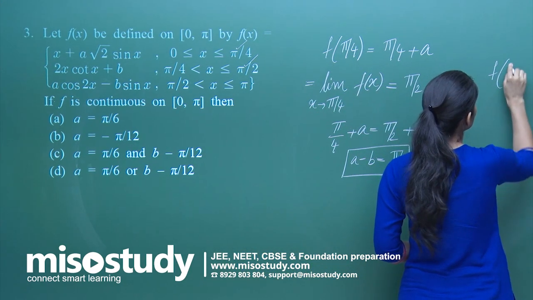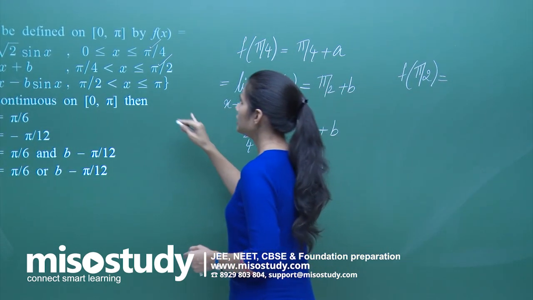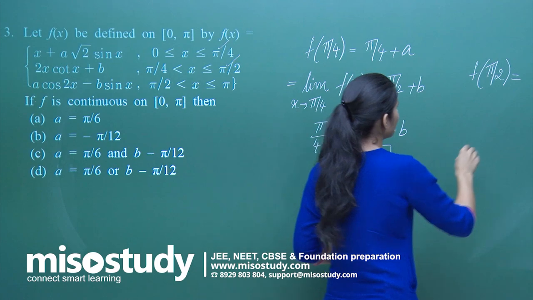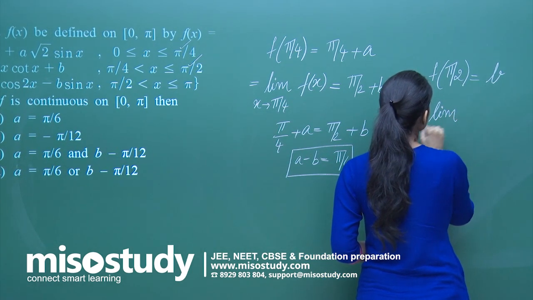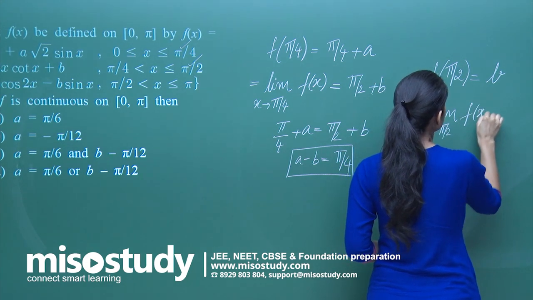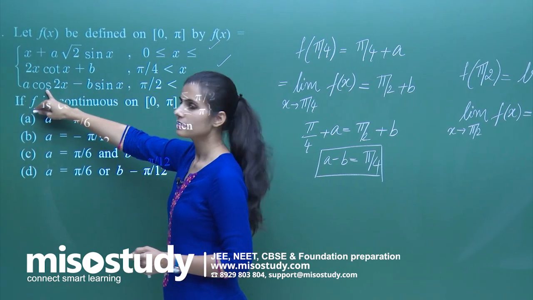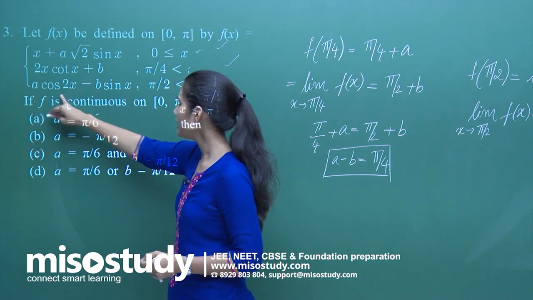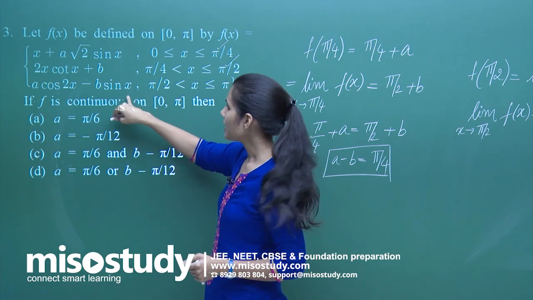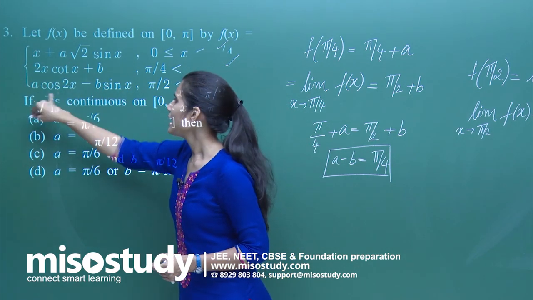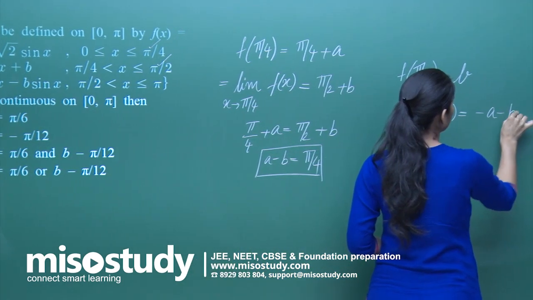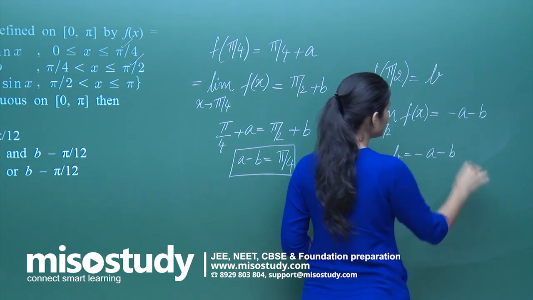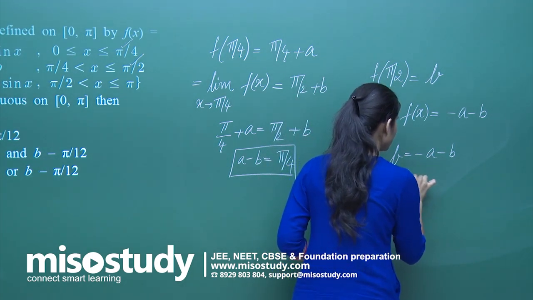Similarly, if I talk about the value of the function at the next point, that is pi by 2, what is it that I am getting? Cot pi by 2 is 0, so I am just getting b. So f of pi by 2 is b. And if I talk about limit x tends to pi by 2 of f of x, it is actually this. So it is a cos 2 pi by 2. So it is a cos pi. Cos pi is minus 1, so this is minus a. And sin of pi by 2 is 1, so this is minus b. So minus a minus b. Again, both of these are equal because the function is continuous at pi by 2. So you are getting b equals minus a minus b, or 2b is minus a.